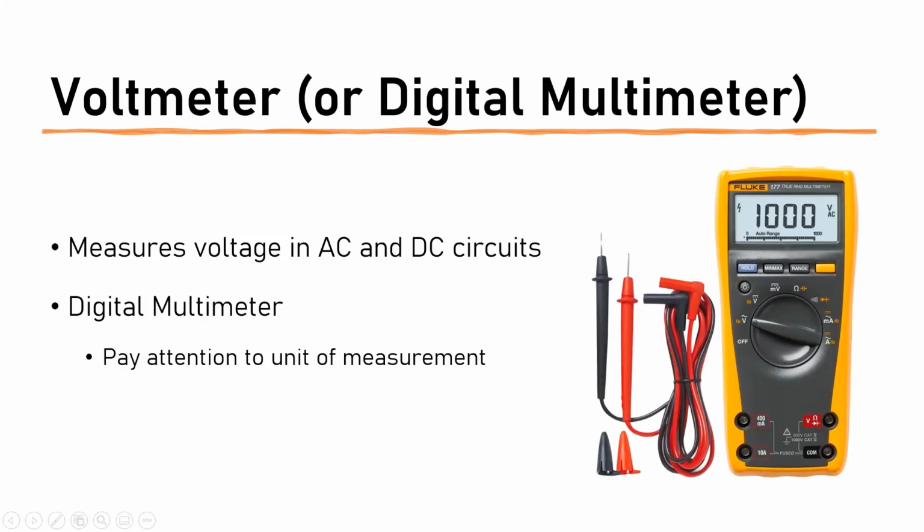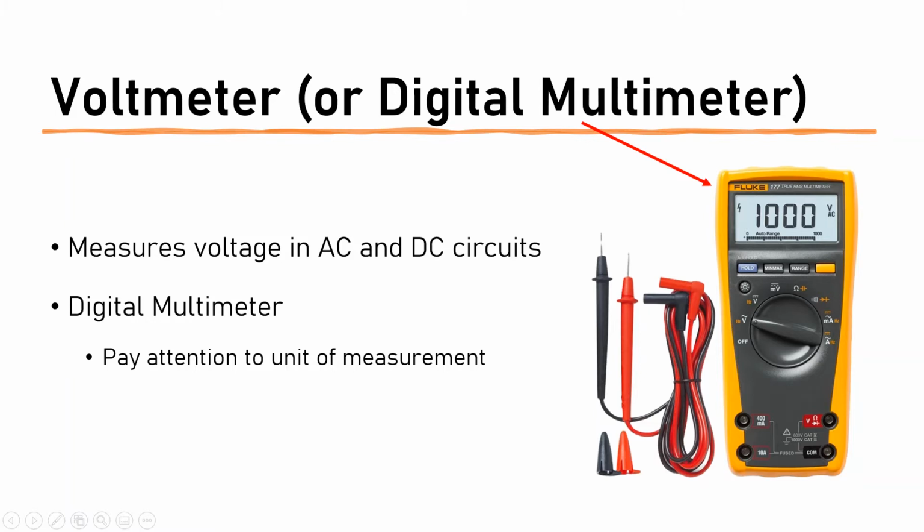A voltmeter is a device used to measure the voltage across an electrical circuit or electrical component. In terms of actual devices, a digital multimeter is a piece of equipment that can be used to measure current and resistance in AC and DC circuits in addition to voltage.